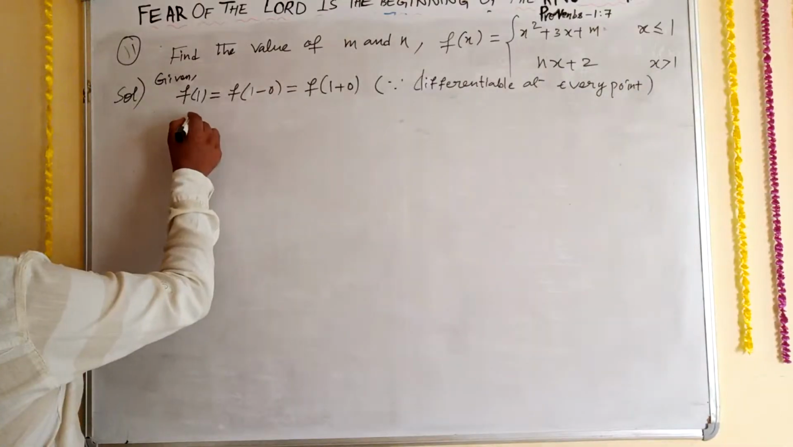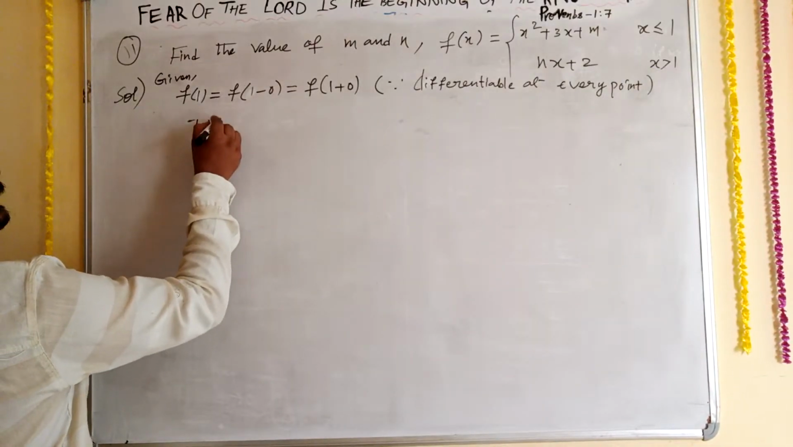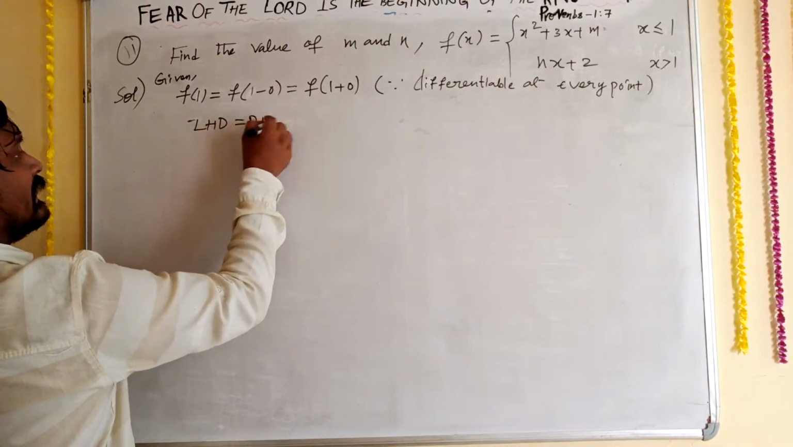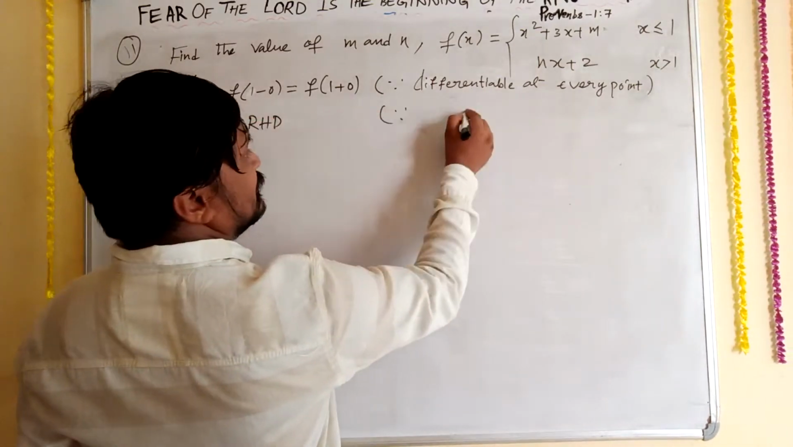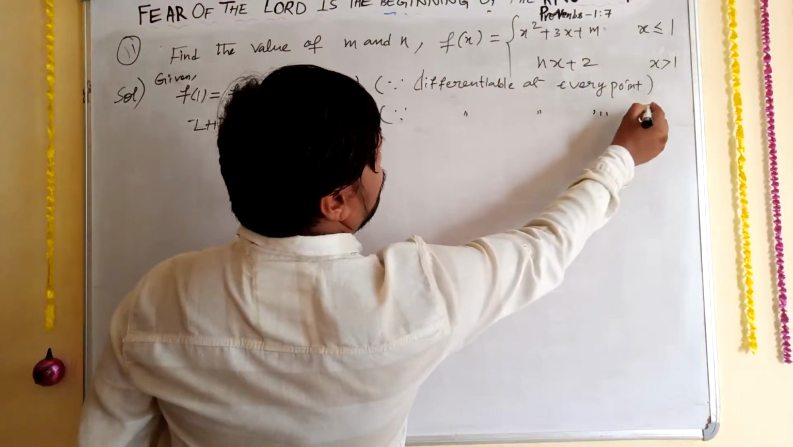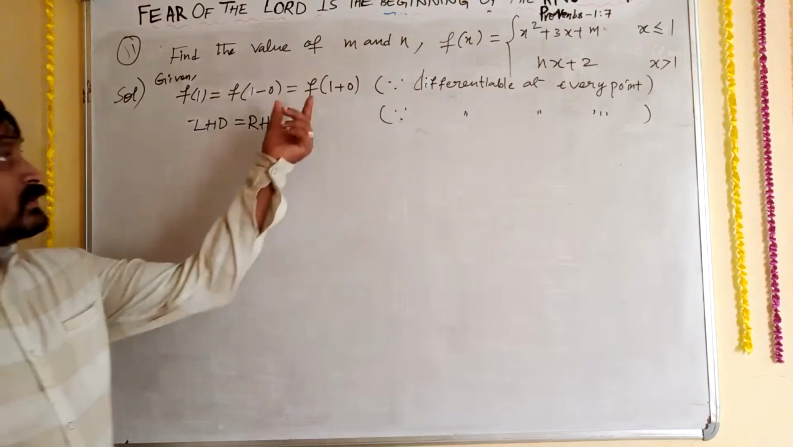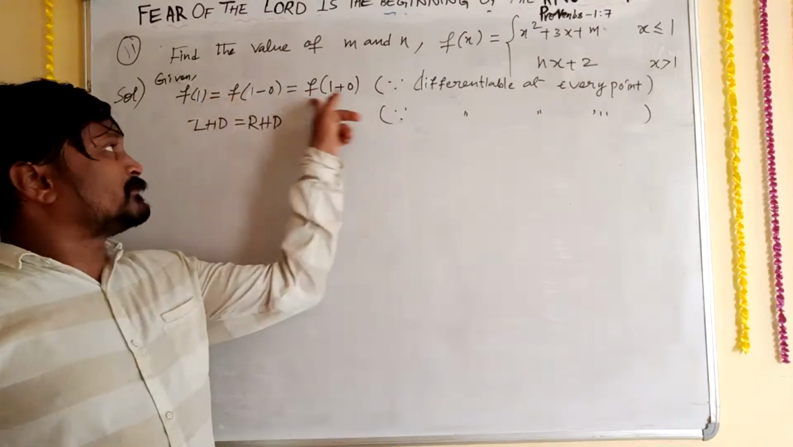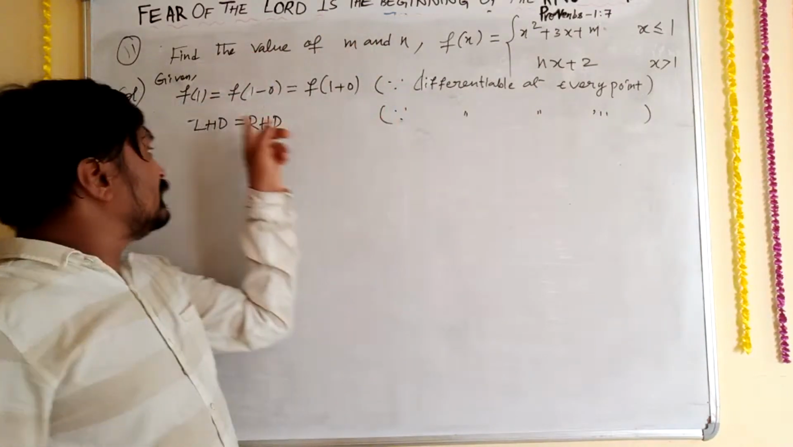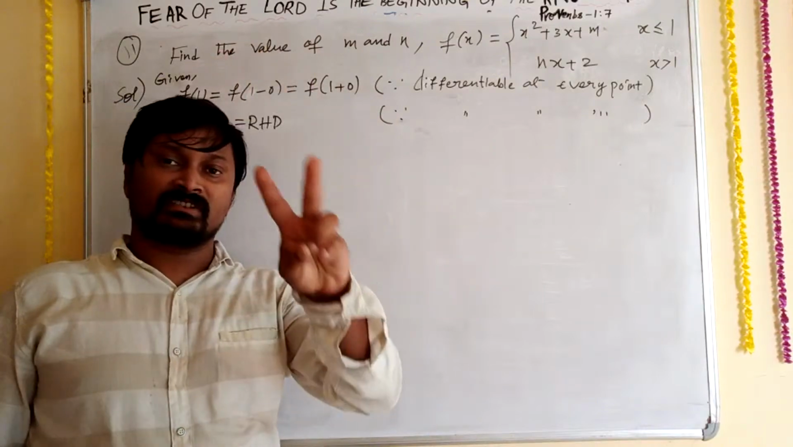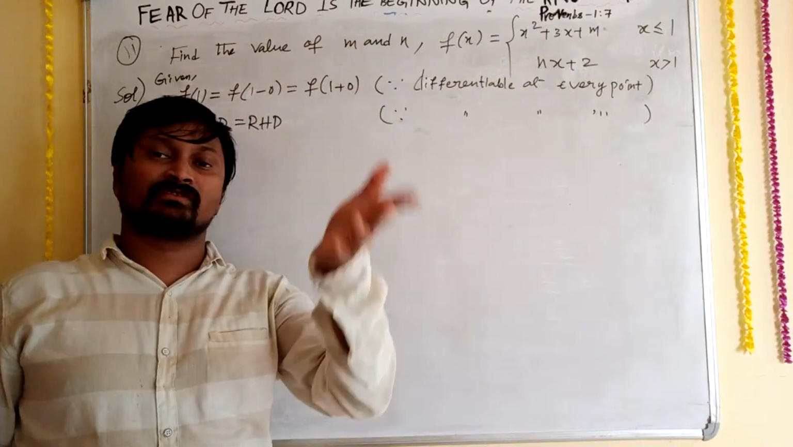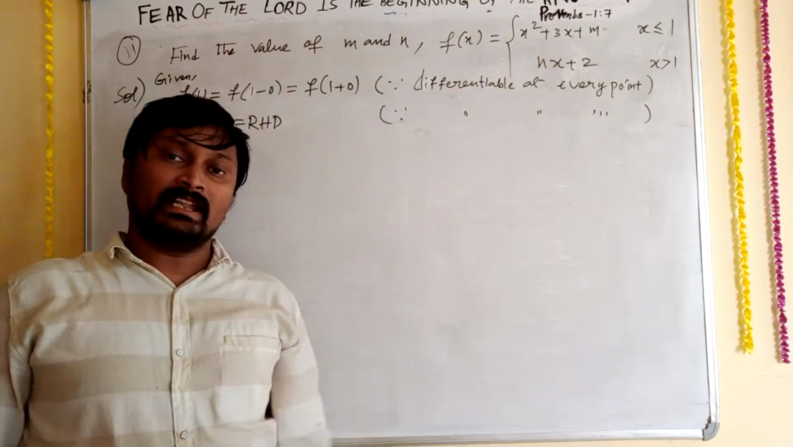Same method: left hand derivative is equal to right hand derivative, again since it is differentiable at every point. When you solve the first one, you get one equation. When you solve the second one, you get one more equation. Two equations in total. When you solve them, you get the m value and n value.